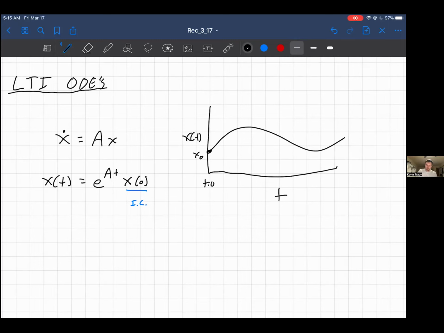At t equals 0, x0 right here. And what I'm saying is that at every single one of these points, the slope of this is Ax. And then what I can do is that by doing this right here, I can solve for the exact value of what this thing is. So this is me solving this differential equation exactly. I don't have to use a numerical integrator. If I have a linear system, I can integrate it exactly and perfectly just by using the matrix exponential.